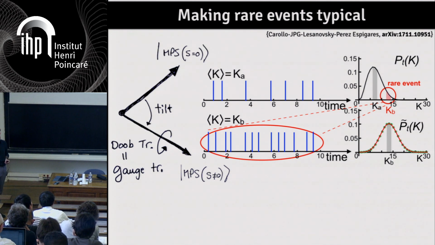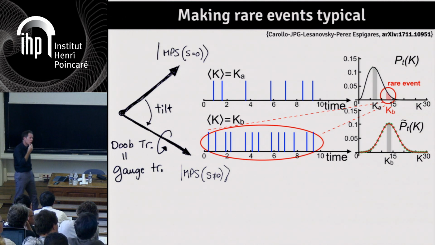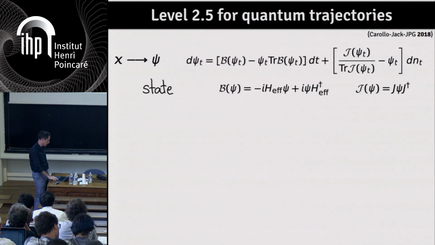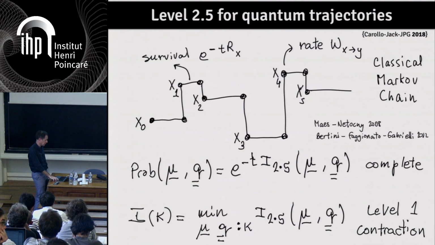Maybe a quick one about the last part. Is it related to Fisher information? This level 2.5 looks like a relative entropy between fluxes. No, well, it is at different times. It is a relative entropy. That's essentially how you derive it. So we can talk about that.